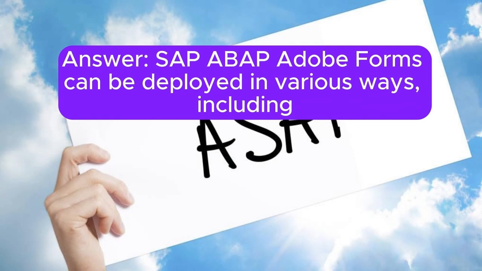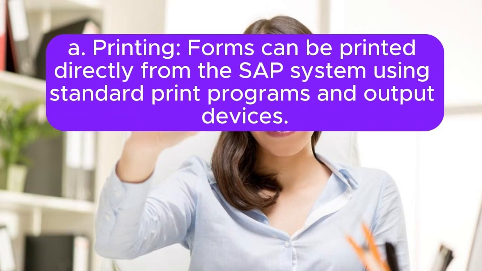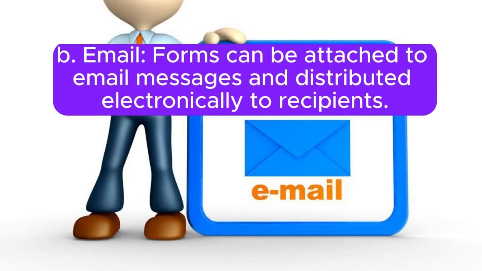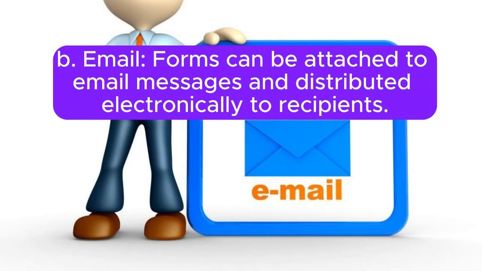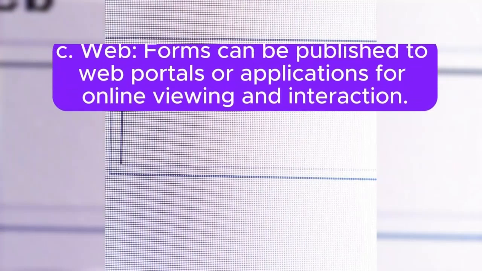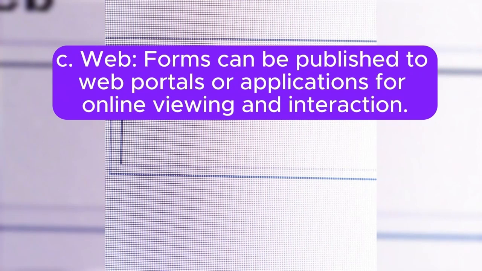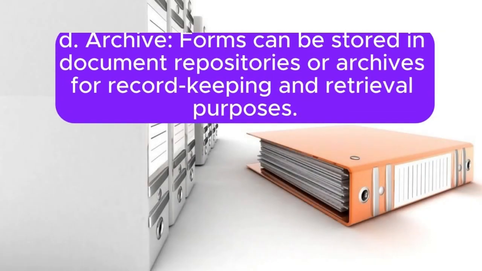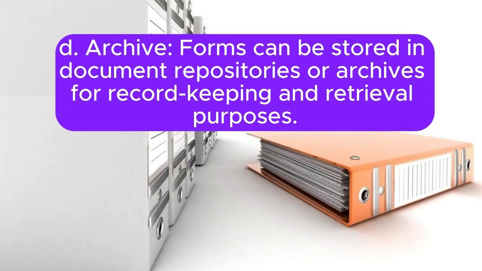29. What are the different deployment options for SAP ABAP Adobe Forms? Answer: SAP ABAP Adobe Forms can be deployed in various ways, including A. Printing. Forms can be printed directly from the SAP system using standard print programs and output devices. B. Email. Forms can be attached to email messages and distributed electronically to recipients. C. Web. Forms can be published to web portals or applications for online viewing and interaction. D. Archive. Forms can be stored in document repositories or archives for record keeping and retrieval purposes.